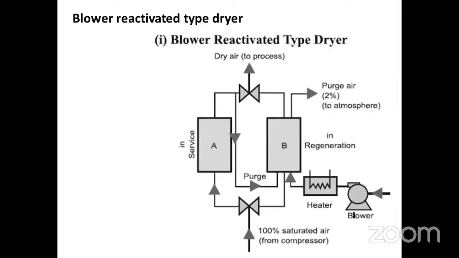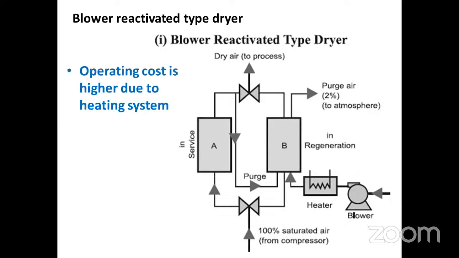This is the blower reactivated type. Same thing, sir. The moist adsorption type is reactivated by a hot air dryer, and the operating cost is higher due to the heating system. Purge loss is 1 to 2%. In some cases, they are not heating it; they just use air to blow it out without heating. In that case, the purge loss will be more.